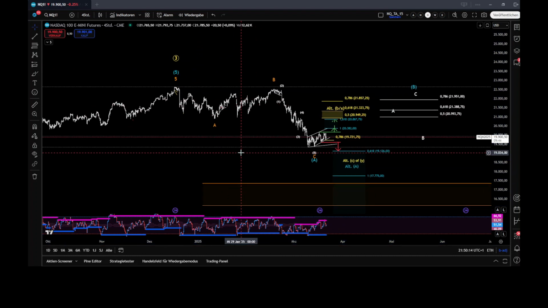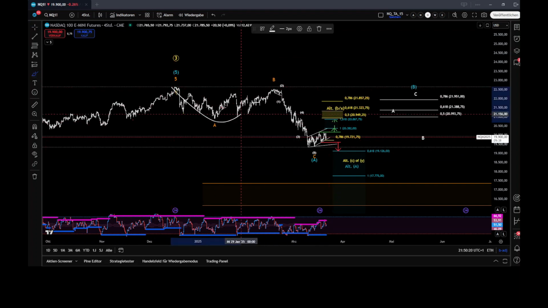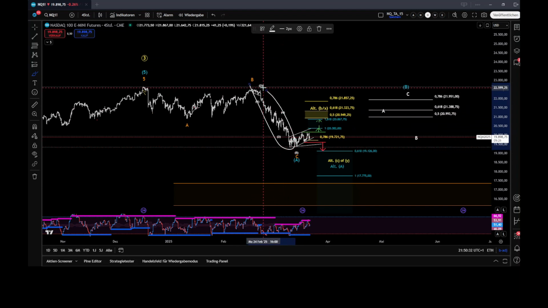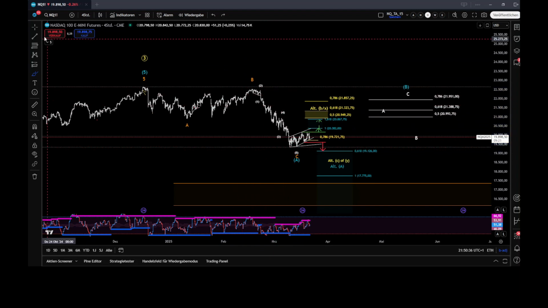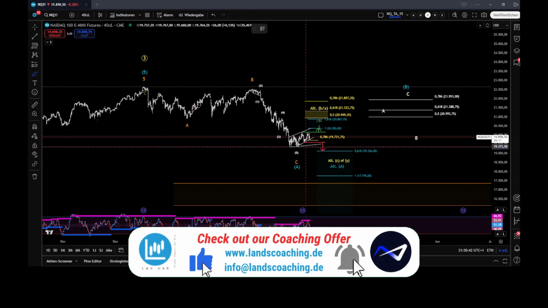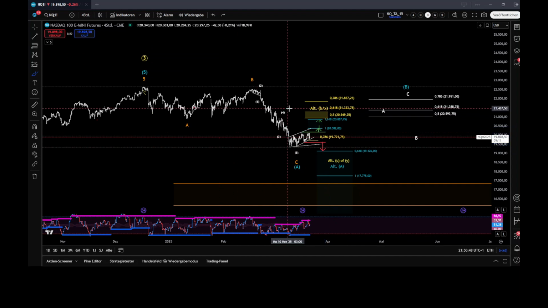Honestly, really nothing has changed so much at the moment, but the probabilities are increasing that we don't have an ABC structure, that we have a WXY structure, okay? And that's the scenario at the moment, because if I count that as an impulse to the downside, which it is, it's a little bit strange that we have this relatively long-in-time correction, a more or less sideways movement. That would fit much better as a B wave or an X wave to the upside. And as I told you, the Y wave is an ABC structure, so we have an A, B, C.